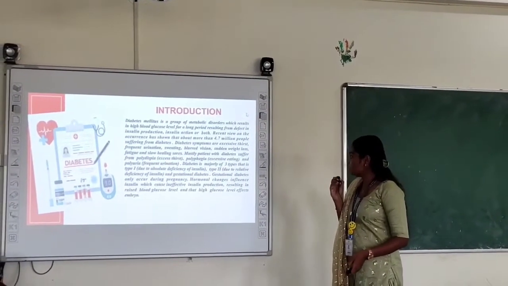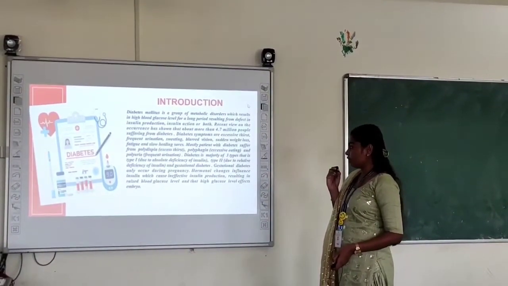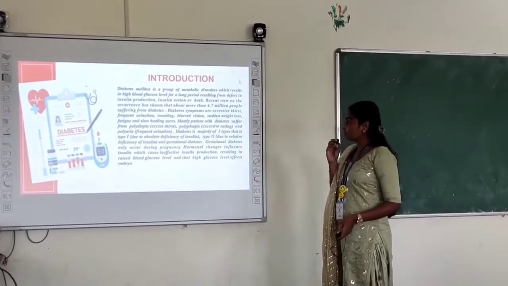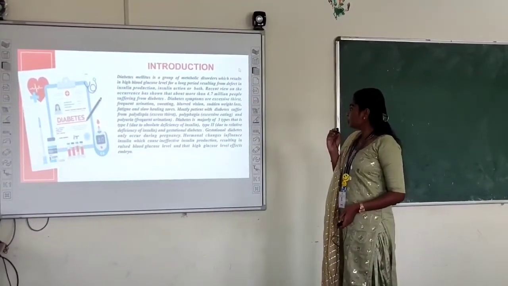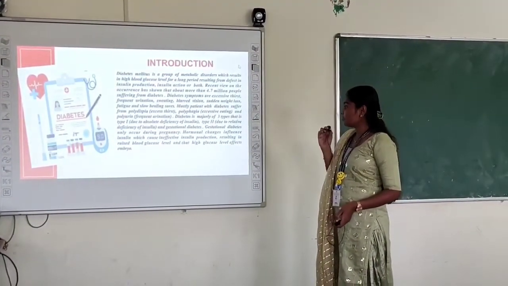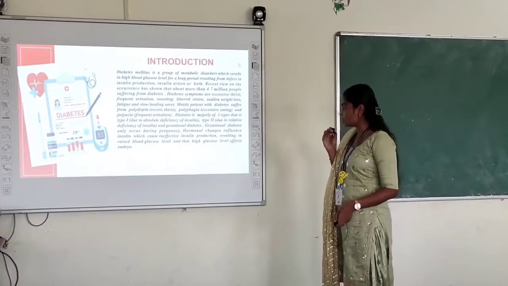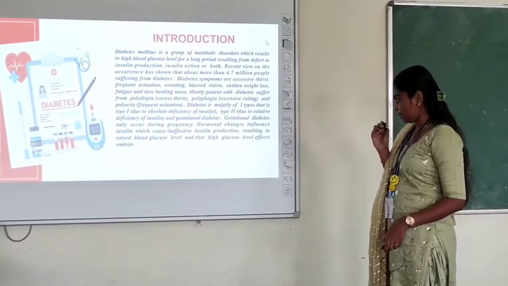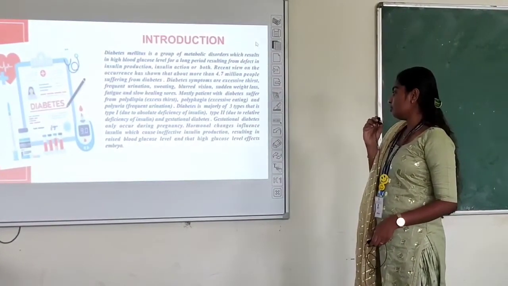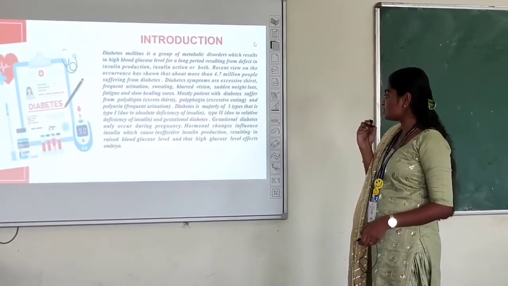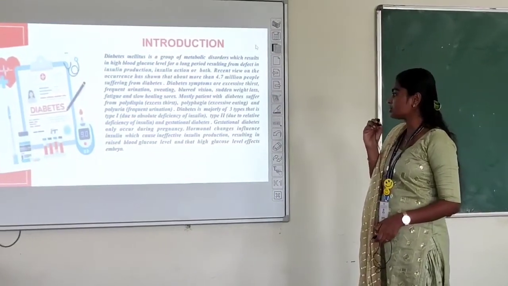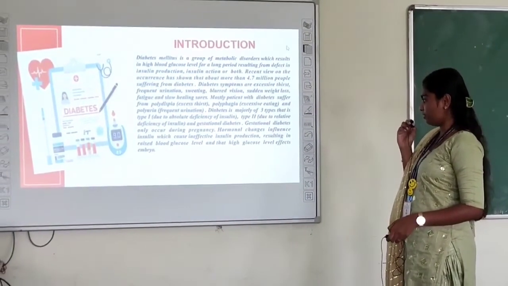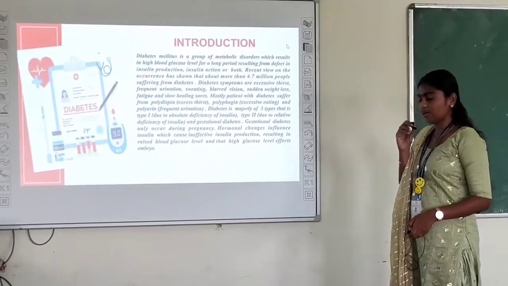Diabetes is majorly of 3 types: type 1, which is due to absolute deficiency of insulin, type 2, due to relative deficiency of insulin, and gestational diabetes. Gestational diabetes only occurs during pregnancy. Hormonal changes influence insulin, which causes ineffective insulin production, resulting in raised blood glucose level, and that high glucose level affects the embryo.